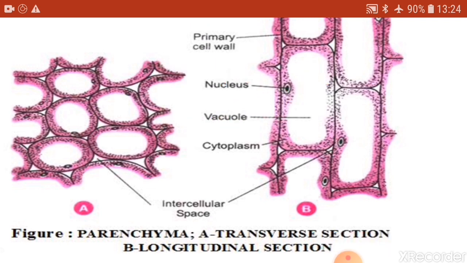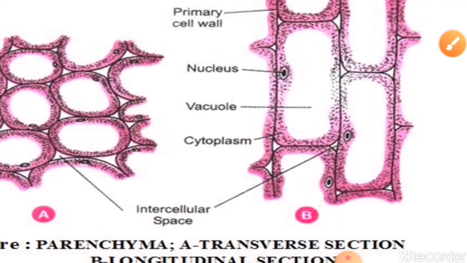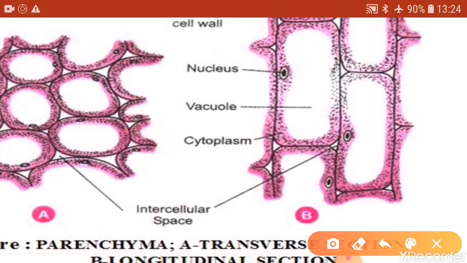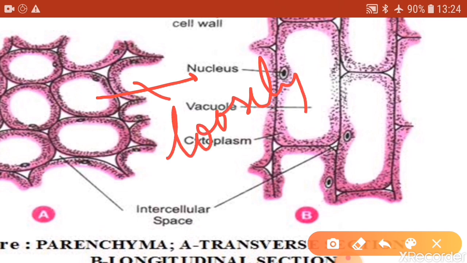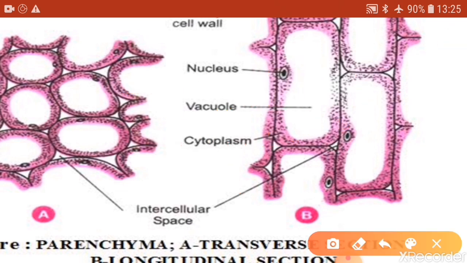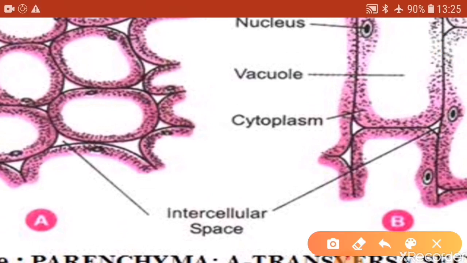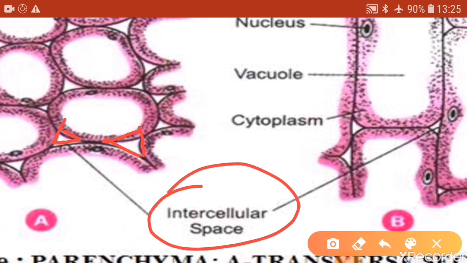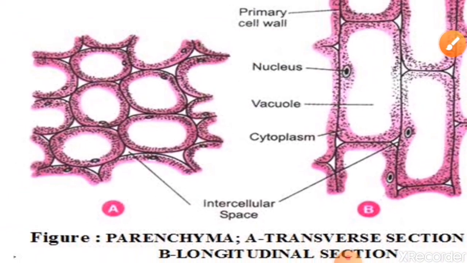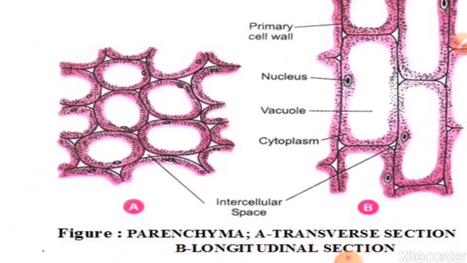Then the other important feature in this tissue is that the cells are loosely packed, and as the cells are loosely packed, there are intercellular spaces present between the cells. As you have a look at this diagram, you find that there are spaces between the cells. These spaces are called intercellular spaces. Because of the presence of intercellular spaces, gaseous exchange is easily possible, right?